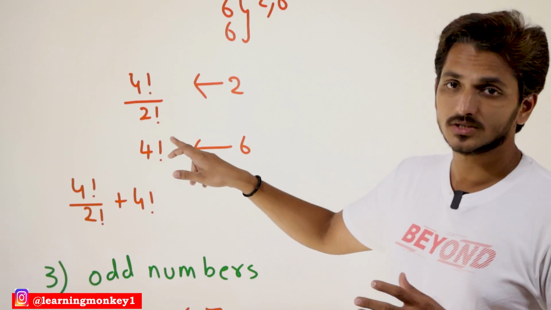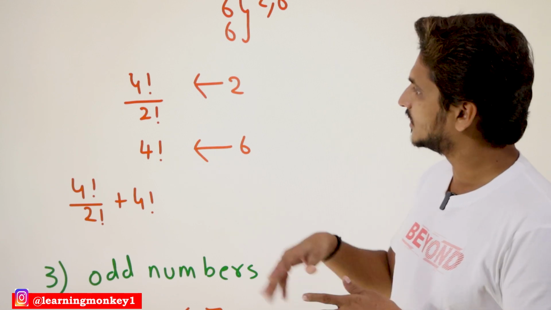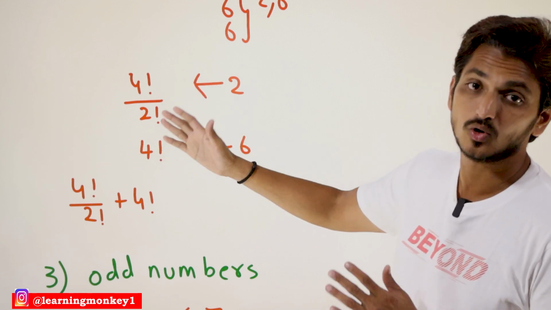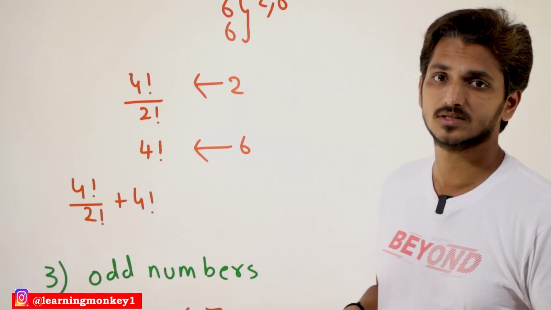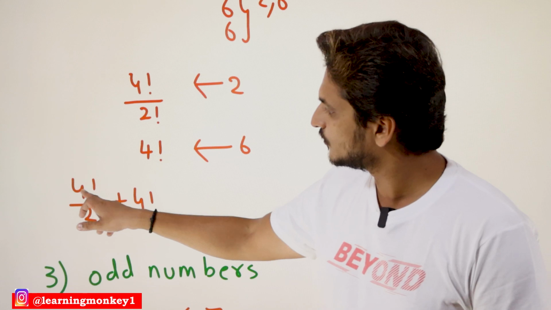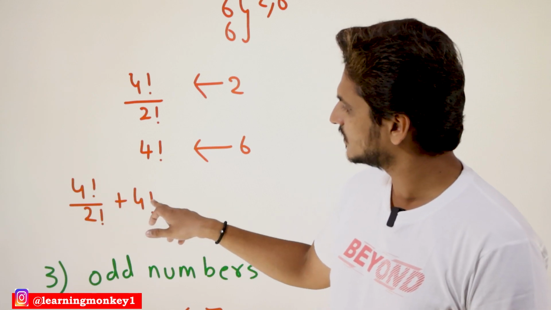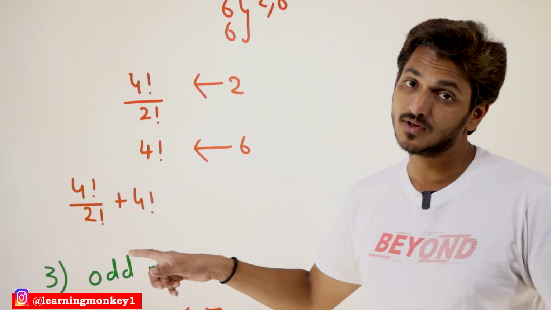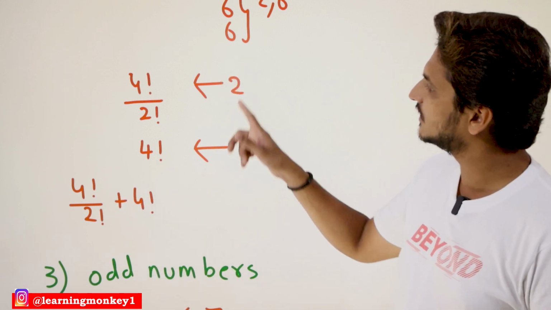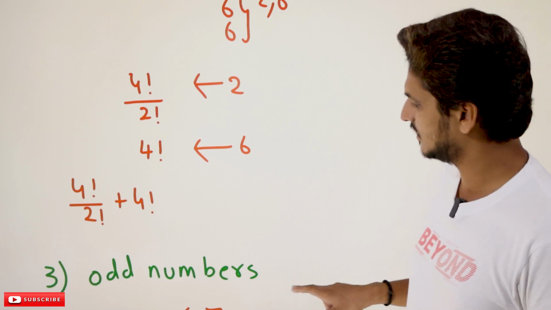These two cases are either this permutation or that permutation, so we go with plus. Why we go with plus, we discussed multiple times in our previous classes. That is 4 factorial by 2 factorial plus 4 factorial. These are the total even numbers possible with the given numbers 2, 3, 6, 6, 7.